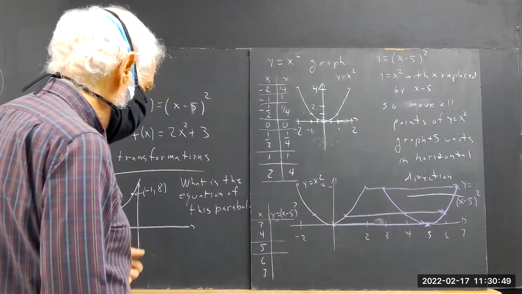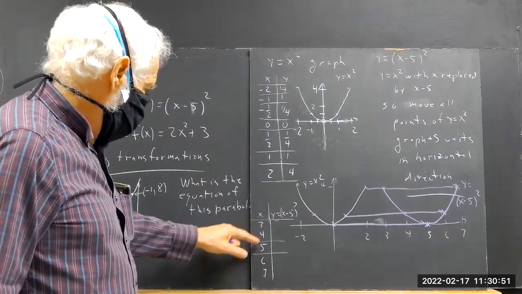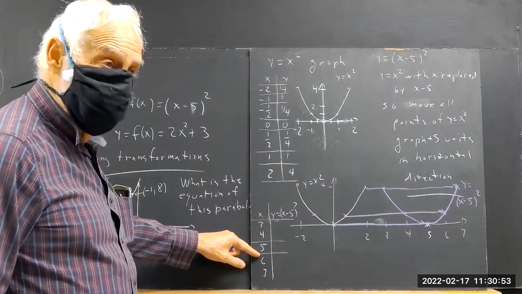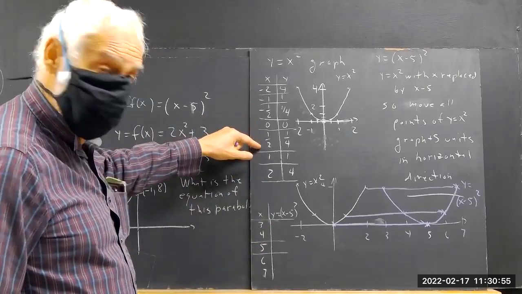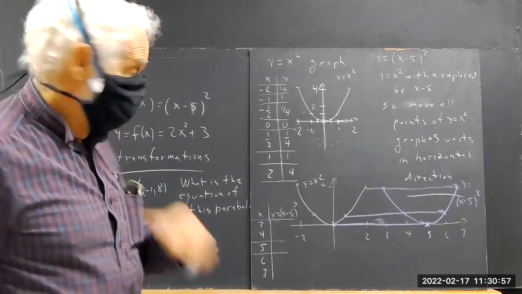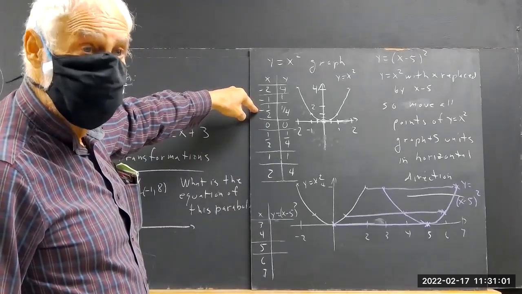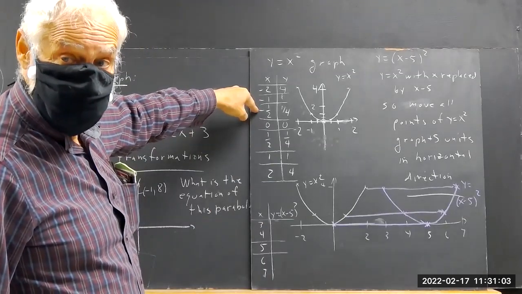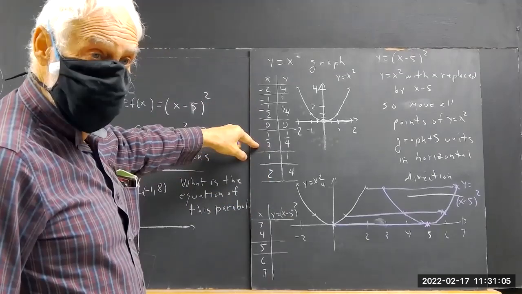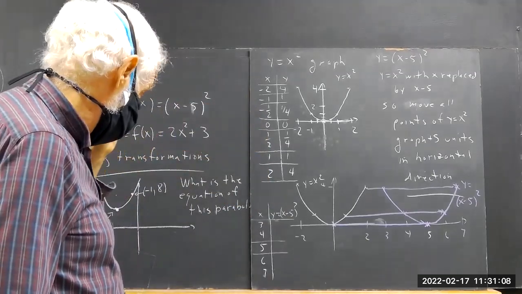If I want to do a complete table, I'll do 4 3/4 here and 5 1/4 here, which will correspond to the negative 1/2 and the 1/2. Add 5 to negative 1/2 to get 4 1/2, right? And add 5 to 1/2 to get 5 1/2.